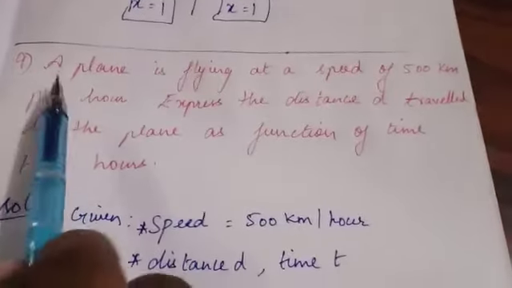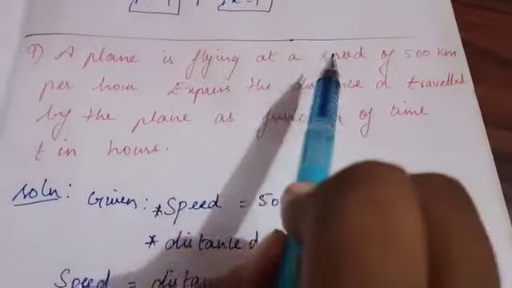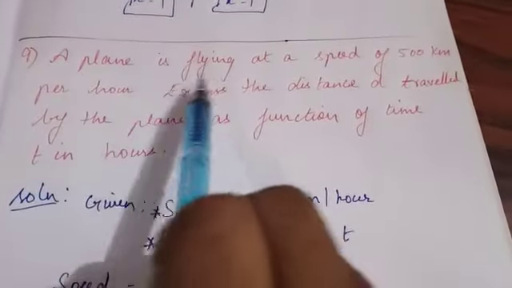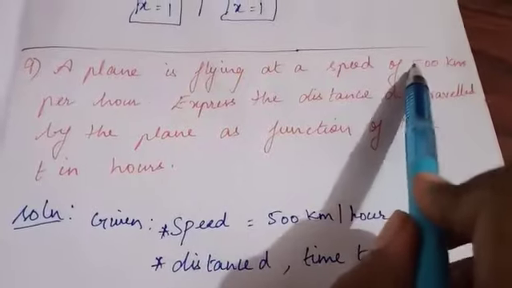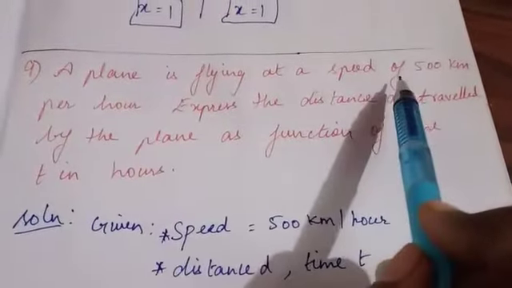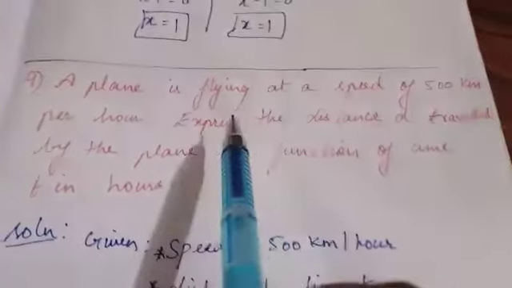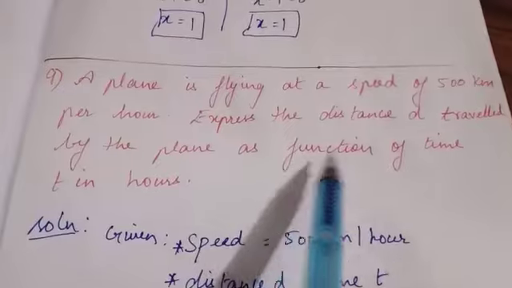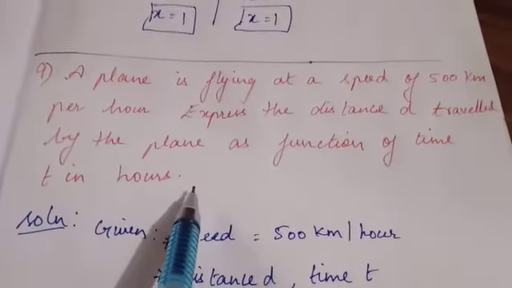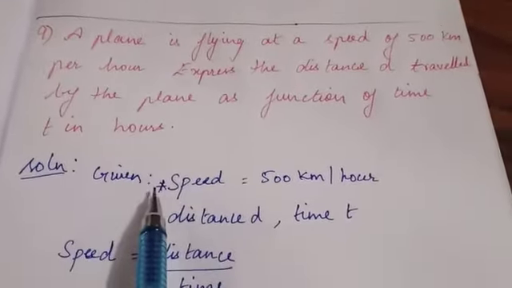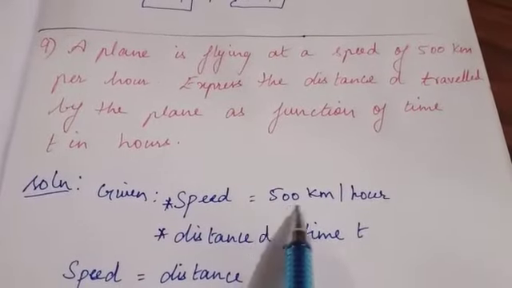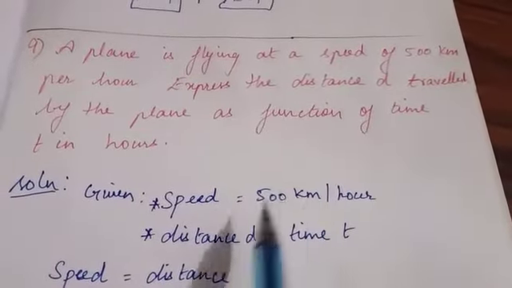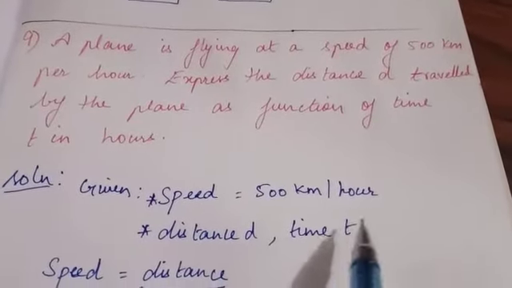So next, the 9th question is, a plane is flying at a speed of 500 km per hour. So a plane is flying at a speed of 500 kilometers per hour. For 1 hour, it is flying for 500 kilometers. Express the distance d traveled by the plane as a function of time t in hours. So first, what is given? Speed is equal to 500 kilometers per hour. Also they have given that distance is represented as d and time as t.